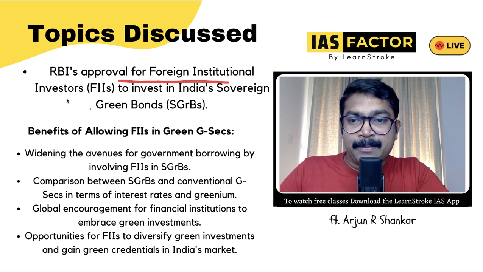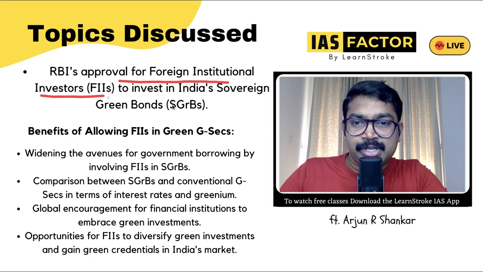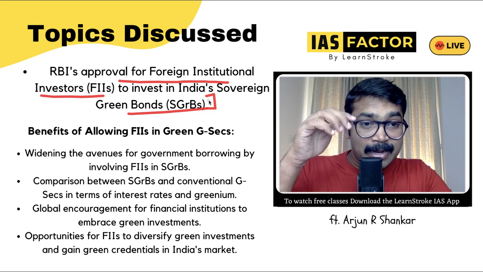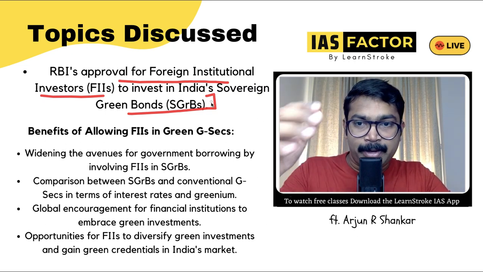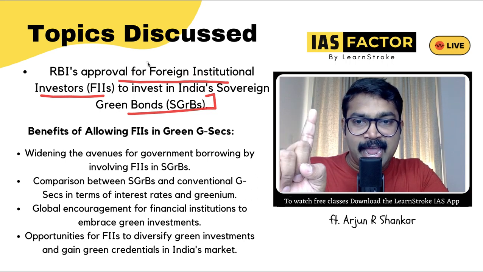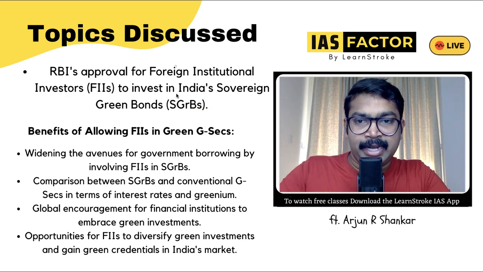So RBI has approved FIIs, the foreign institutional investors, to invest in sovereign green bonds. Definitely they can get better returns because it is a government thing, and you can also contribute to green development. So now RBI has approved FIIs to invest in sovereign green bonds.